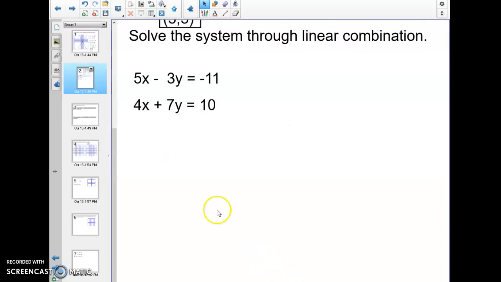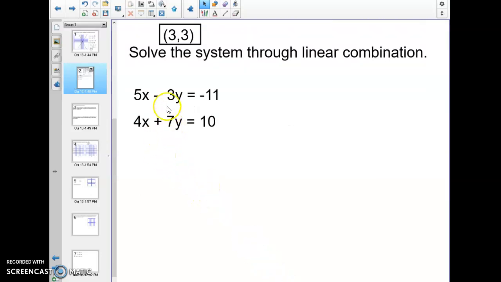Now when I go to solve a system of equations through linear combination, I need to get rid of one of the variables. It doesn't matter whether you get rid of the x or y, but if signs are opposite, that's usually the one I go with, unless it'd be much easier based on the numbers. Since regardless of whether I get rid of x or y, I have to multiply both equations, I'm going to get rid of the y because they have opposite signs.